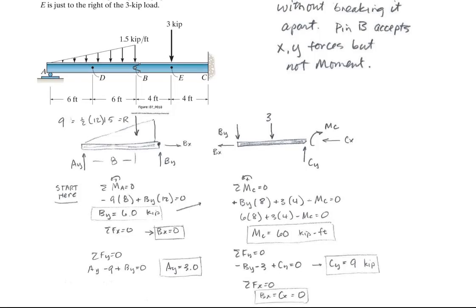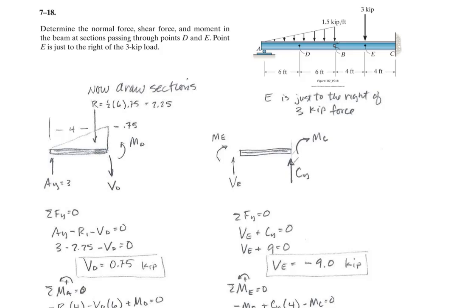You can pause the video if you want to walk through it, but the main thing is that there's no moment at the pin here, at that hinge, and that is the only way to be able to solve for those reactions. But once we solve for the reactions, then we need to solve for the shear and moment at these points. And so it says, what is the shear and moment at D and at E?